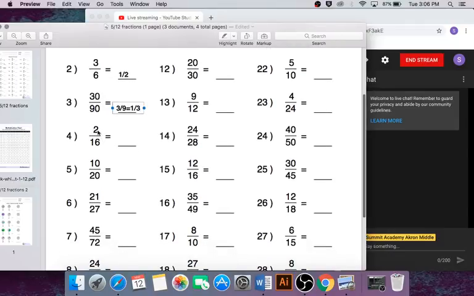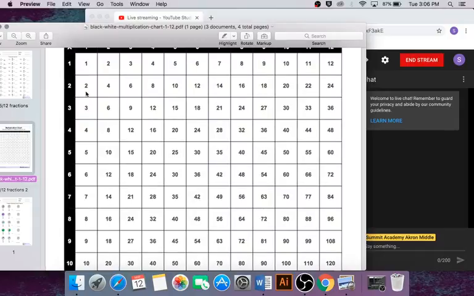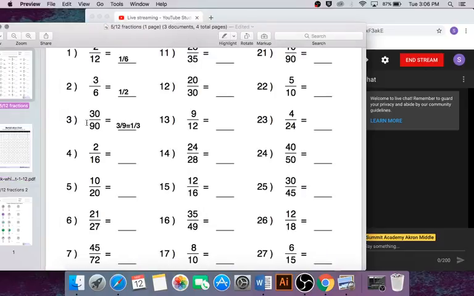For number 4, we have 2 and 16. So 2 is the biggest number that goes into 2. And if we look over here, it also goes into 16. So 2 times 1 is 2, and 2 times 8 is 16. So our answer is going to be 1 over 8, because we're dividing it by 2.